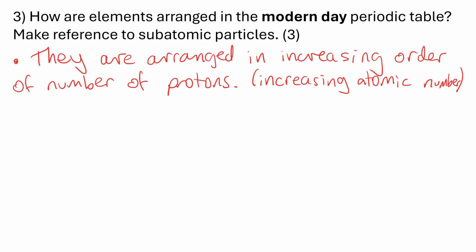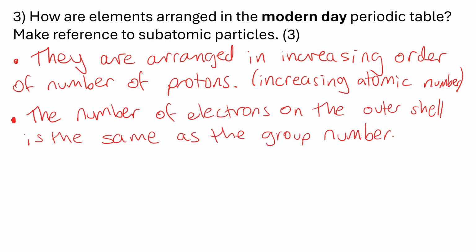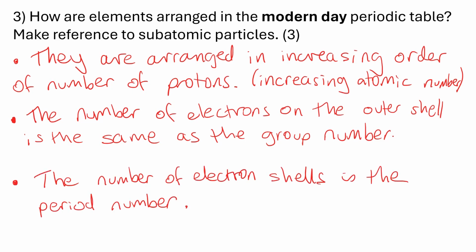We also need to talk about the electrons, and the number of electrons on the outer shell is the same as the group number. So if something is in group 5, it's got 5 electrons in the outer shell. And finally, the number of electron shells is the period number.